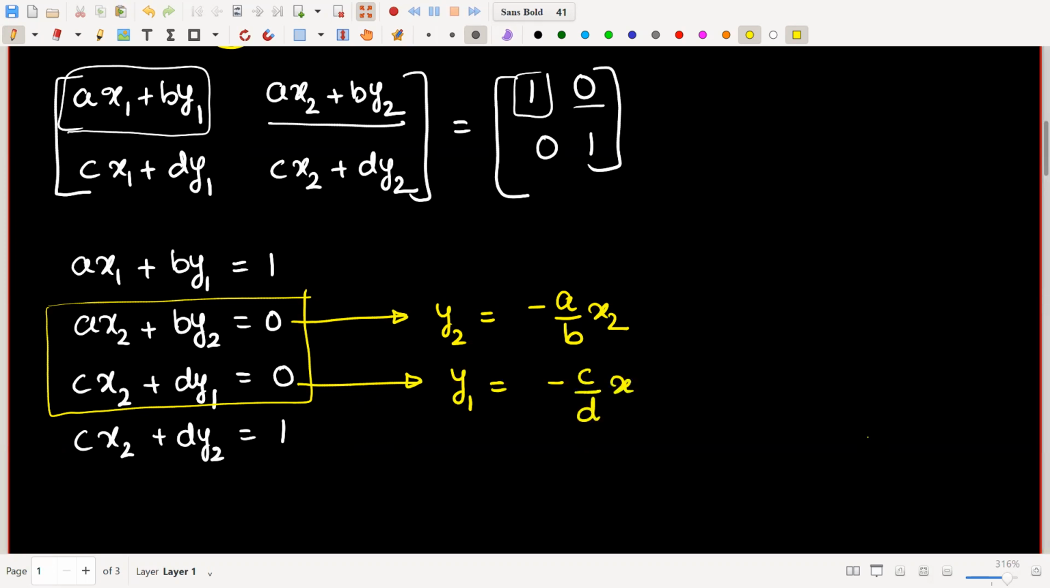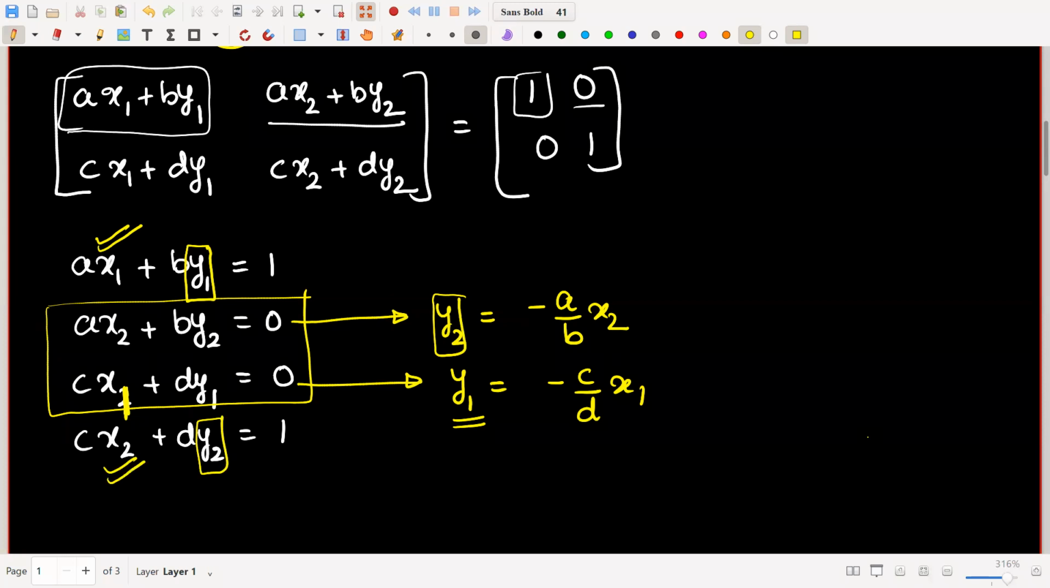And from this, y1 is minus c over d x1. Did I make any mistake? Yeah, this is cx1, right? So this must be minus c by d x1, all right? And now we have this value for y1. So just plug in the value for y1 here and then find x1. You have y2 here, so plug in this y2 and find x2.